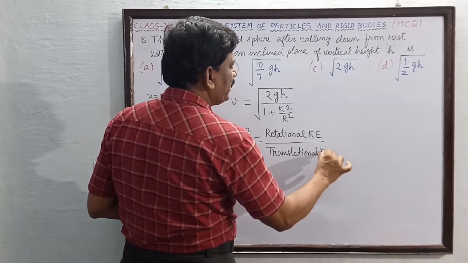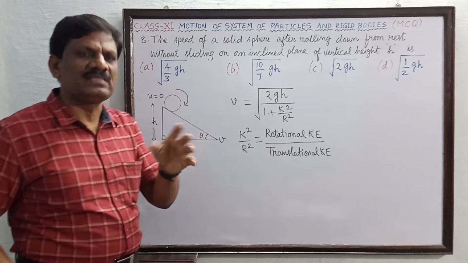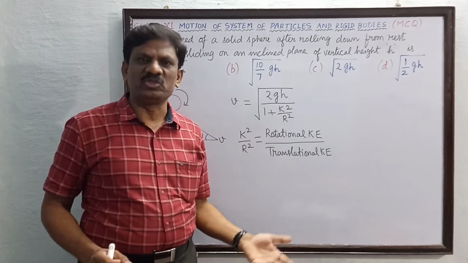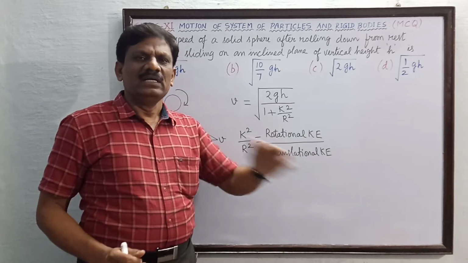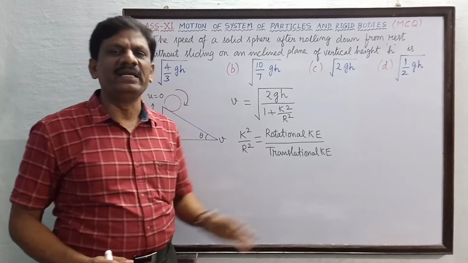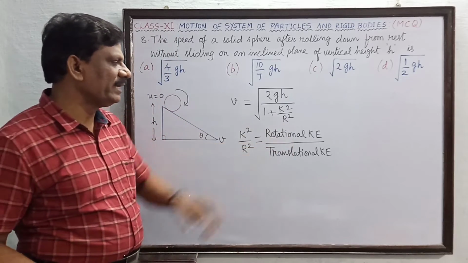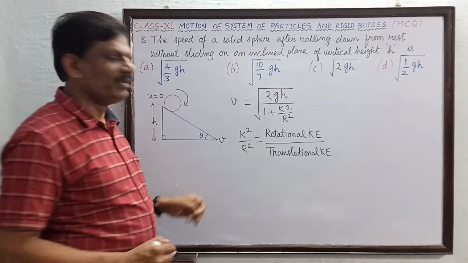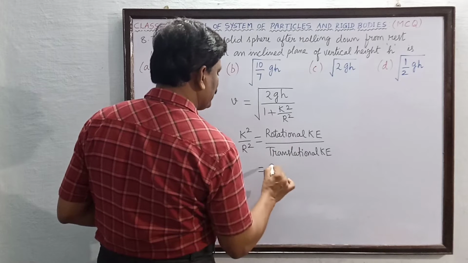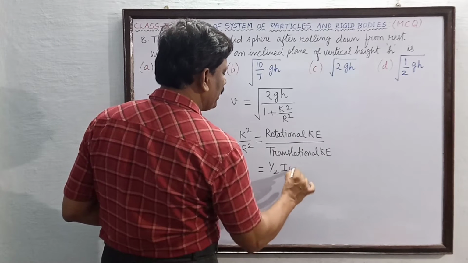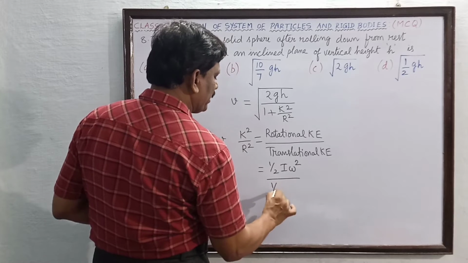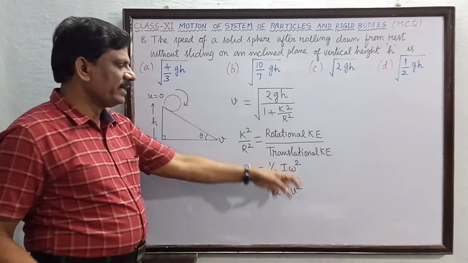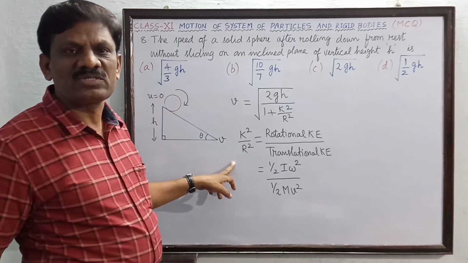So whenever the sphere is rolling down an inclined surface, it possesses two types of motion. It is rolling, so rotational motion will be there, and translatory motion will also be there. So there will be two kinetic energies. So the ratio of the rotational kinetic energy to the translational kinetic energy is k square by r square. Understood? So this is equal to what? Rotational kinetic energy is half I omega square divided by translational kinetic energy, which is half m v square. If you substitute both of these, you will get k square by r square.